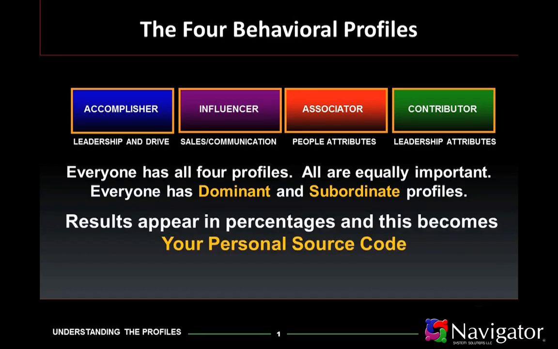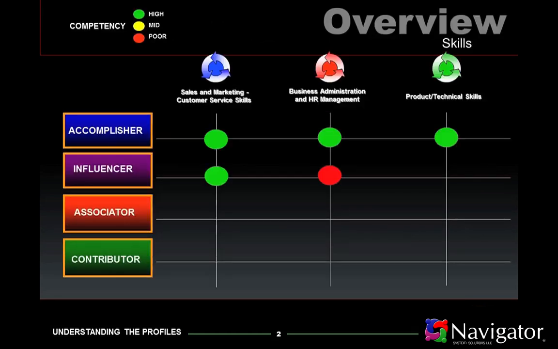And again, the results between 0 and 100% show us which are the dominants and which are the subordinates. That then equates to their personal source code. Now also, if you remember from the previous modules, we talk about the three core competencies: sales and marketing, customer service skills, business administration and HR management, the ability to manage teams, and product and technical skills. And here you'll see, as a result of our research, the accomplisher is green all the way across.